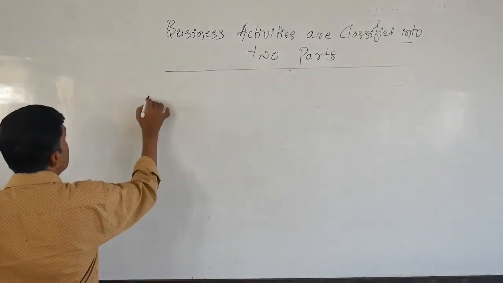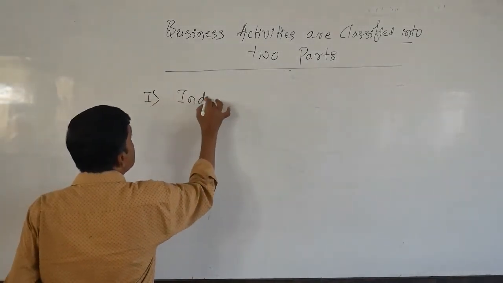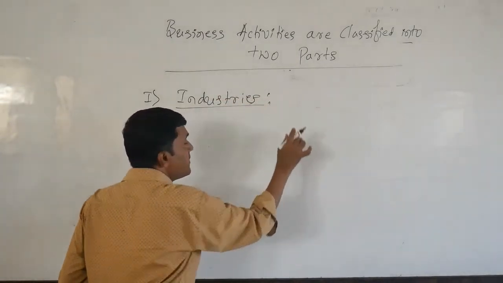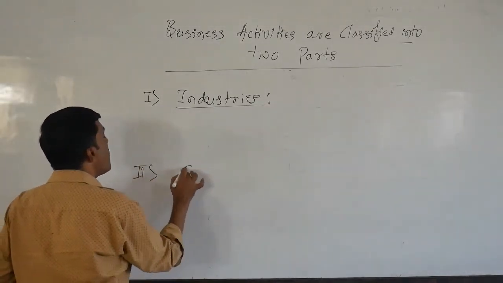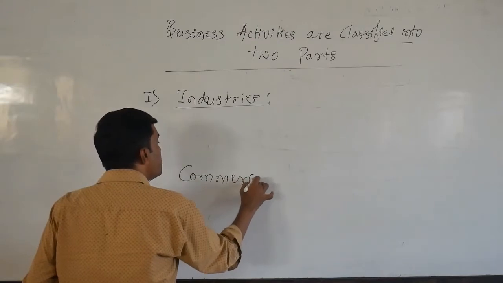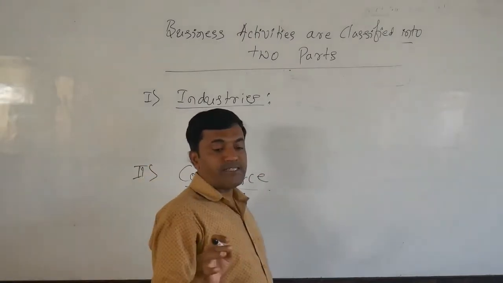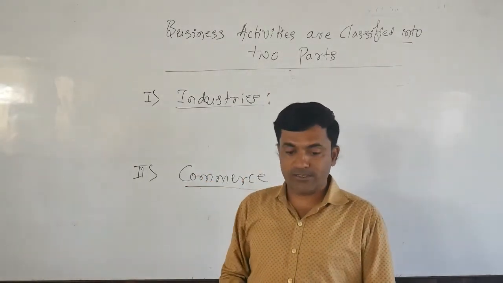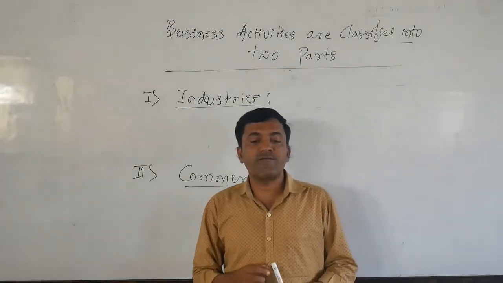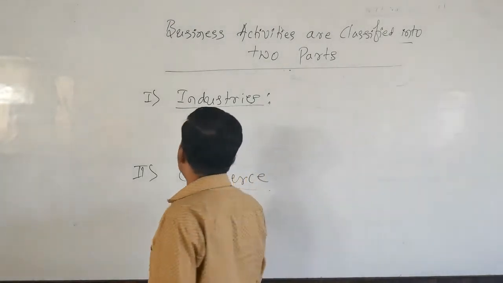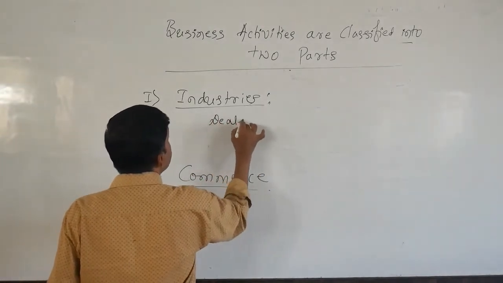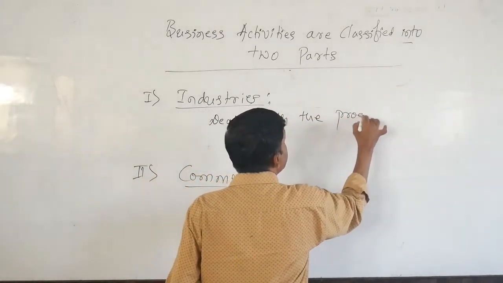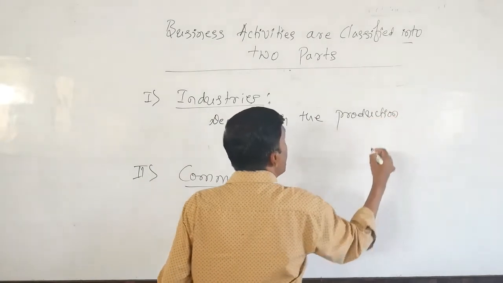The first one is industries, or industry you can use. Then the second one is commerce. In the first title, dear students, industry deals with the production of goods and services. Which deals with the production of goods and services.